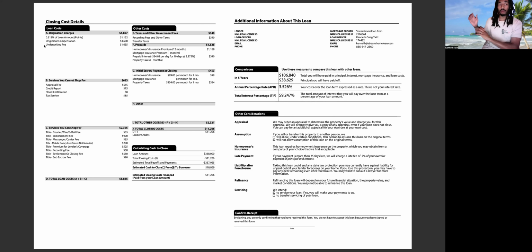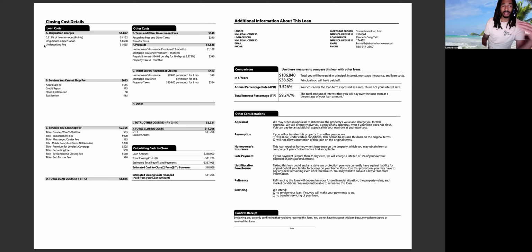So we can have a whole conversation based on that, but Section A is going to cover your origination charges as well as your underwriting fee or your lender fee. Every lender that I work with has either an underwriting fee or a lender fee, and it's pretty much the same thing. It's their flat fee charge for the transaction. They just label it differently a lot of times. Okay, so those items would be in Section A.